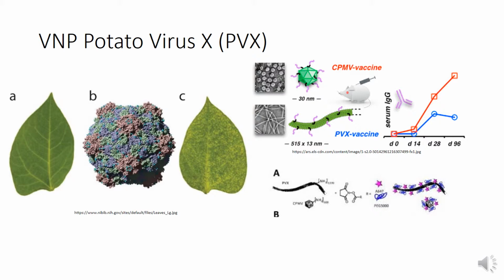The PVX structure consists of nanofilaments at 515 by 13 nanometers, giving it an aspect ratio of 40, along with 1,270 identical protein units. This is the monodispersity that we discussed earlier, and each of these protein units can be chemically addressed via their reactive lysine side chains using NHS chemistry. The CPMV structure, on the other hand, consists of only 60 copies of a small and large protein, along with offering 300 reactive lysine side chains per particle.